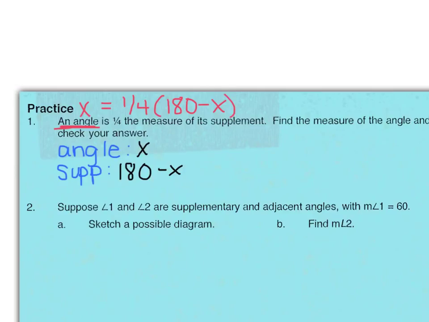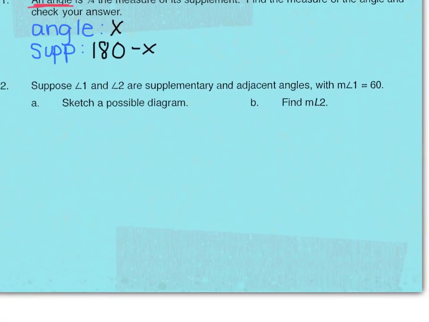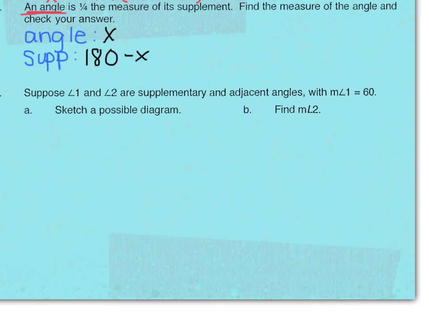So here's what your equation is going to look like. Okay, so you have one angle here, and then this is 1/4 of the supplement here, and we know that they're equal to each other. So I'm going to rewrite that down here, and we are going to solve it, as fun as that sounds. I'm going to say x equals 1/4 times 180 minus x. Okay.